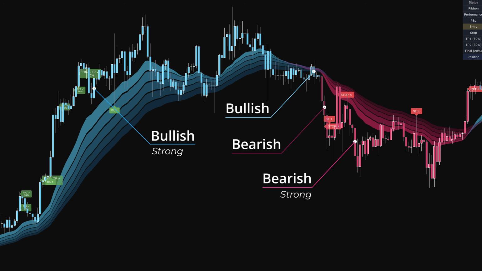Trend candle coloring reflects this automatically. 4 states based on how many clouds are aligned. One glance tells you what the market is doing.